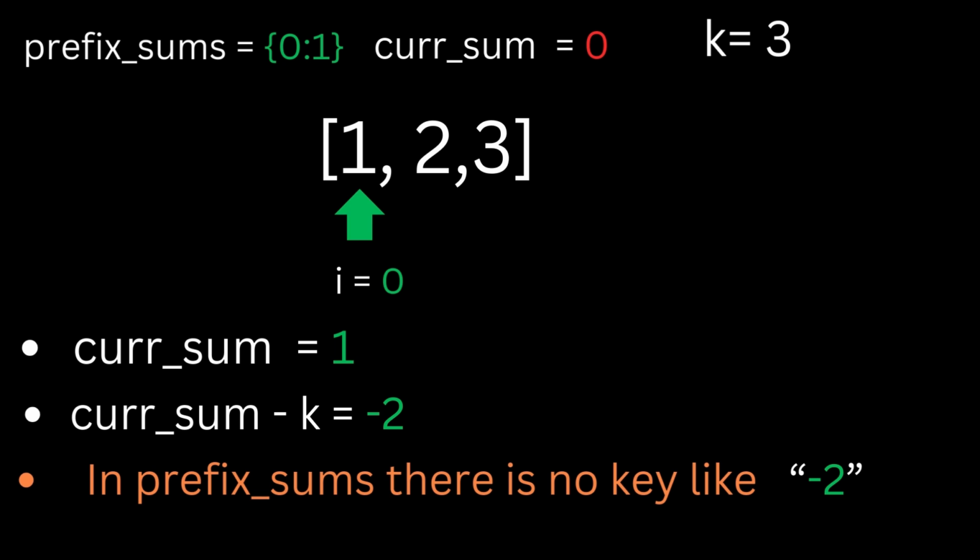Now, let's see an example. Nums equals 1, 2, 3, and k is 3. As we know, first we will add the current number into cur sum, so it will be equal to 1. Now, we'll check if cur sum minus k, that is 1 minus 3, is in the prefix sums. No, so we'll just update the prefix sums.